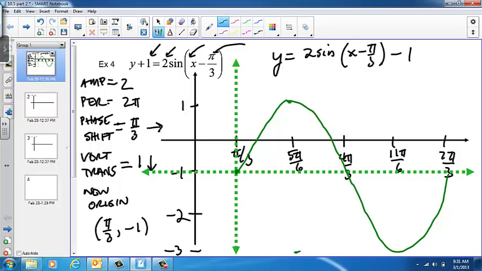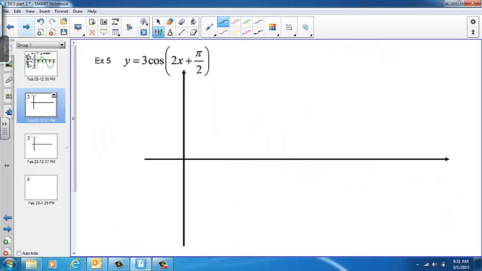Okay, let's try another one here. y = 3 cos(2x + π/2). Now here's how I want to rewrite this so that everything is clear. I want to factor out that 2. So that becomes x + π/4. The reason why I wanted to factor out that 2 is so that it's clear. That's A.